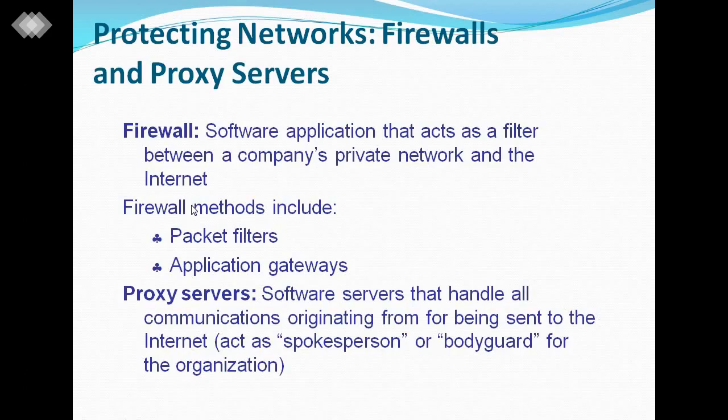In protecting networks, we have the firewall and the proxy server. A firewall is a software application that acts as a filter between a company's private network and the internet. Firewall methods include packet filtering and application gateways. A proxy server is software that handles all communications originating from or being sent to the internet, and acts as a spokesperson or bodyguard for the organization. So these are the protections for the network: the firewall and the proxy server.